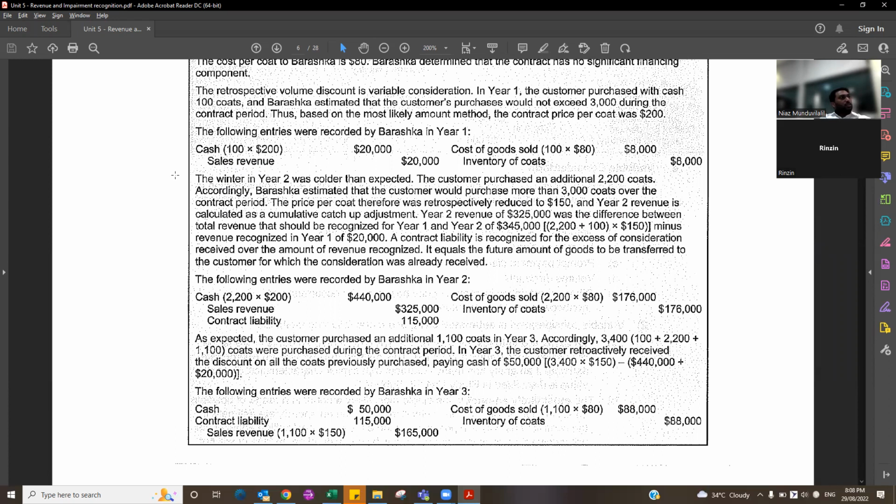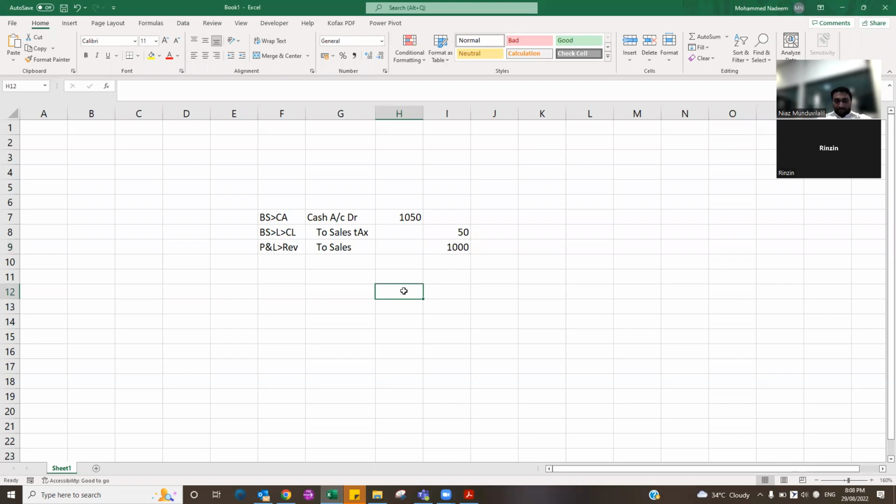So 2,200 it will become, right? So 2,200 into 150 will be the rate. Clear? Now see, the price per coat thereafter was retrospectively reduced to 150. So what will be your rate? So first you sold for 1,000 into 200. Then what happens next is 150.